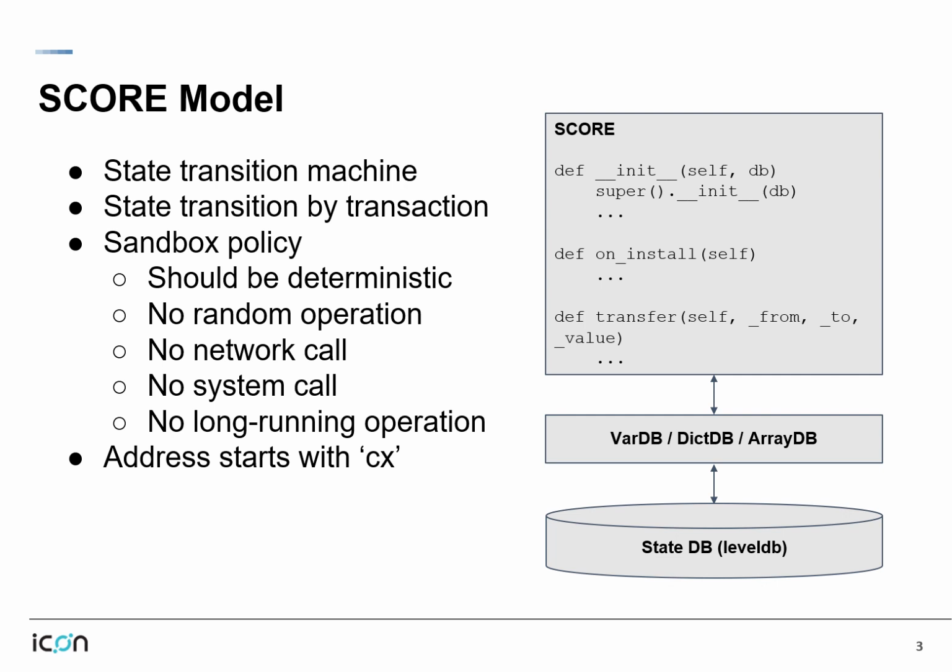Once you deploy a Score on the Icon network successfully, the Score will get a new address that starts with CX. After that, you can send a transaction to the address of Score.